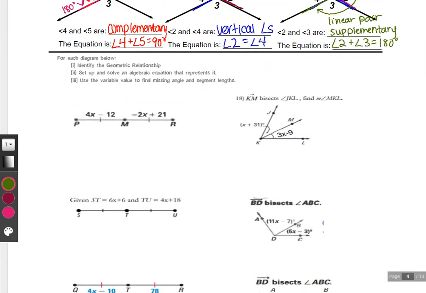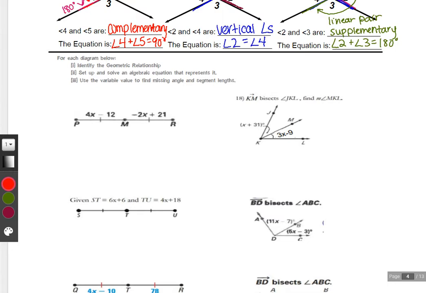Alright. Now for this next part, we need to do a couple things. Let's see. In the first part, we're going to identify the geometric relationship. Then we need to set up and solve an equation. And then we're going to use the value that we get from solving that equation to find the missing pieces. So missing angles and missing segment lengths. So let's look at this first one.